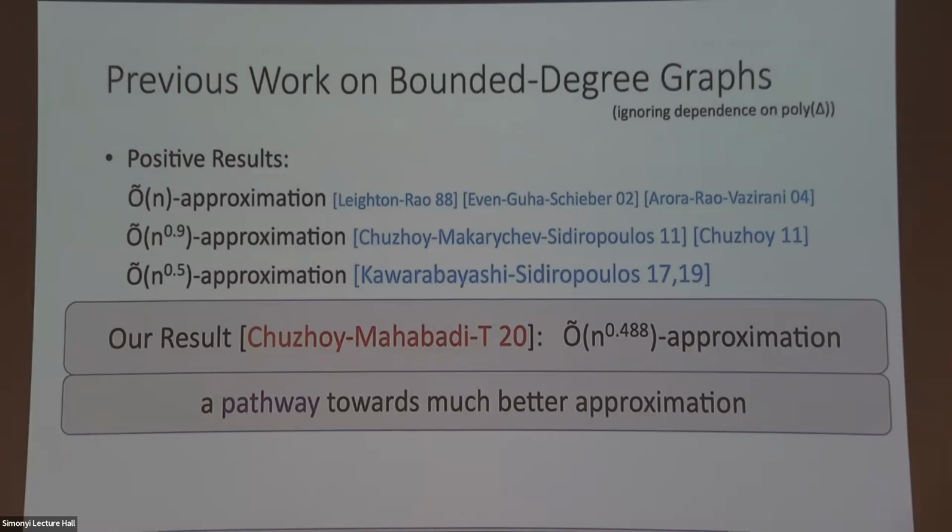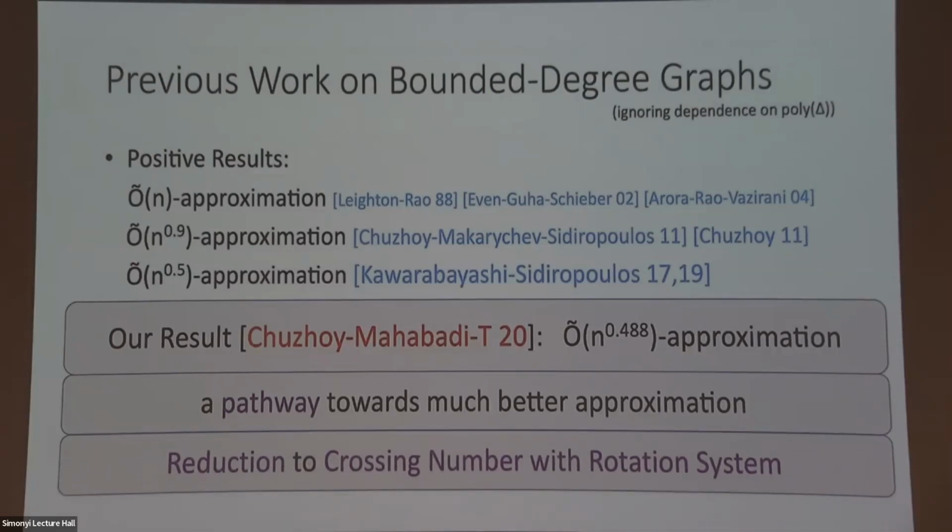Okay, so this is our first work. And actually using this framework, we managed to reduce the crossing number problem to a related one called crossing number with rotation system. We will go to this problem's definition very soon. Okay, but this is the first work: get around the barrier, reduce it to another problem. Along the way, improve the approximation ratio by a little.